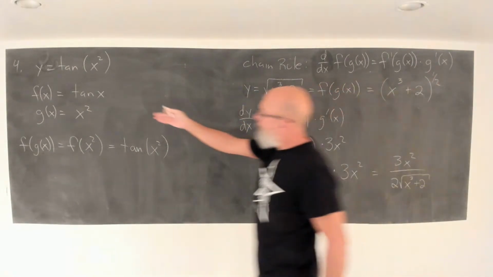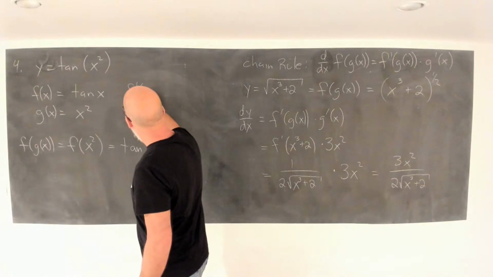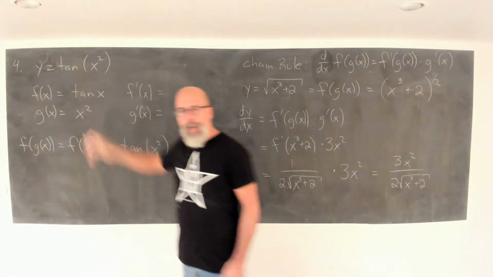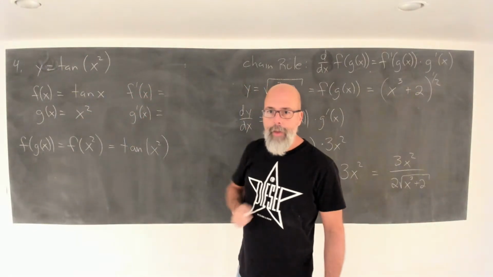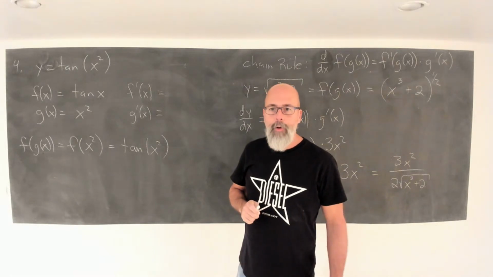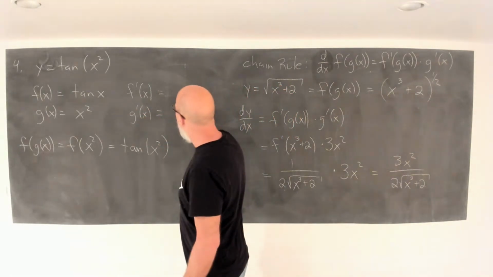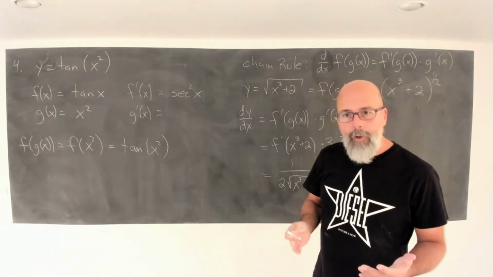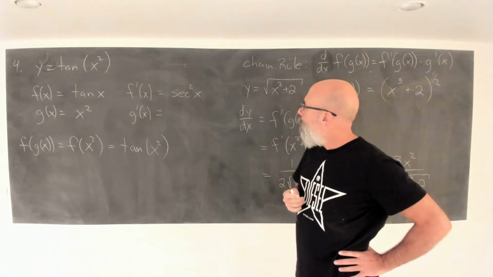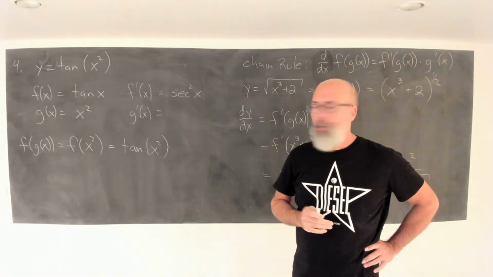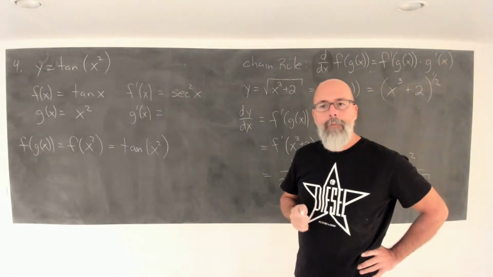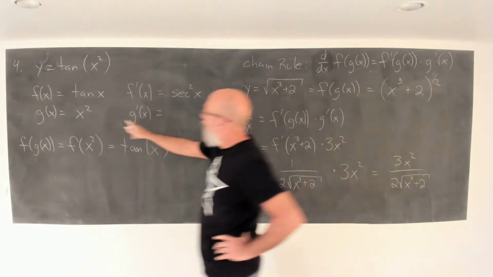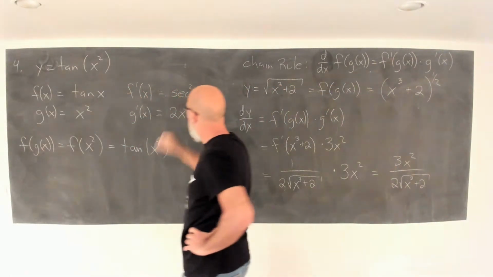These two are good functions because you know exactly what their derivatives are. The derivative of tangent is, you saw that last week, you may remember, secant squared. Even if you don't remember, you can take a moment and work it out, because tangent is sine over cosine, so it's just a quotient rule. The derivative of x squared is 2x.